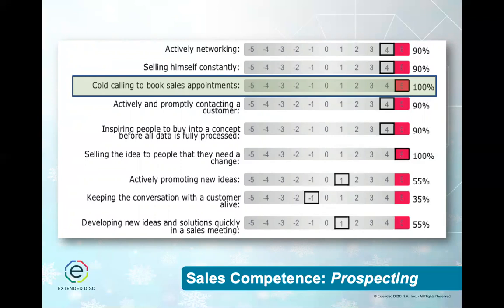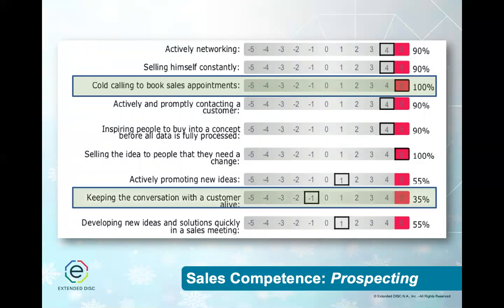But the good news is, if you need a person who can book those sales appointments, this person is going to be very comfortable in terms of their hardwired behaviors. We don't know if they have the skills or the competencies, but they are hardwired for success. That's a good point to make.